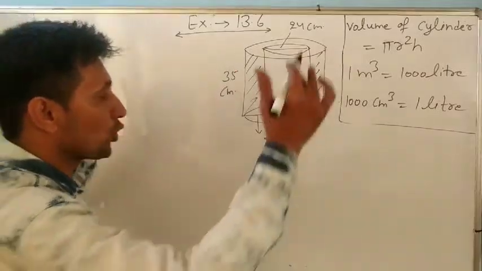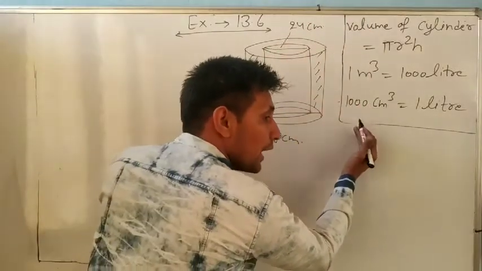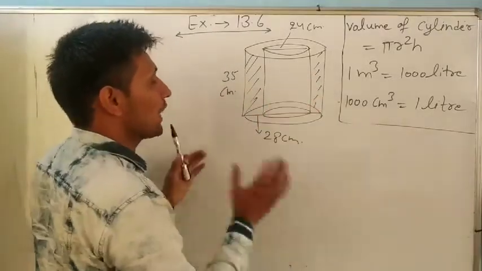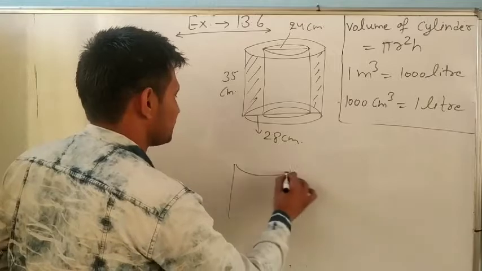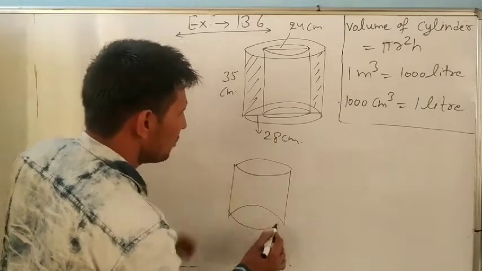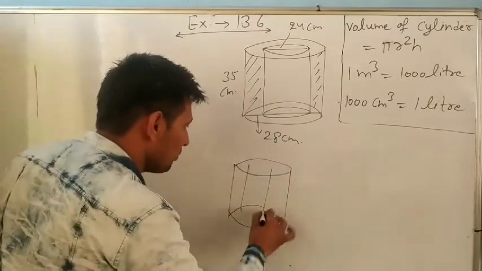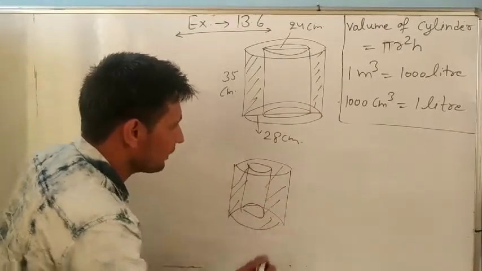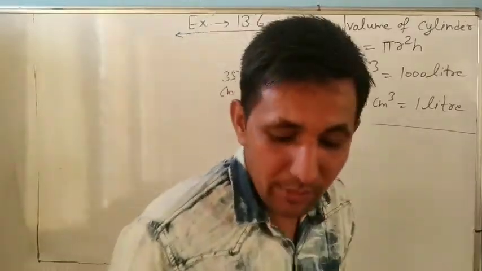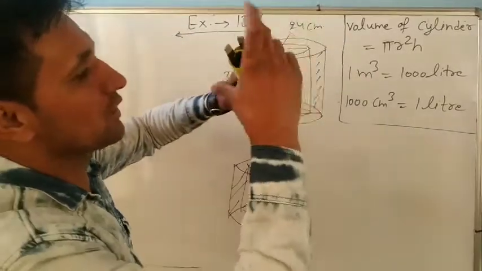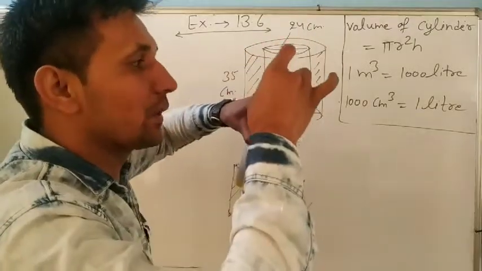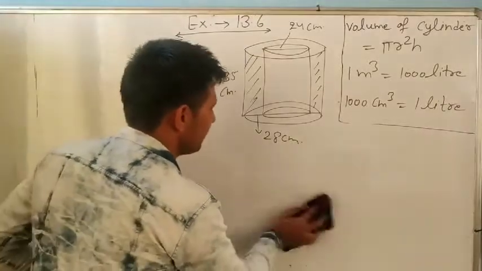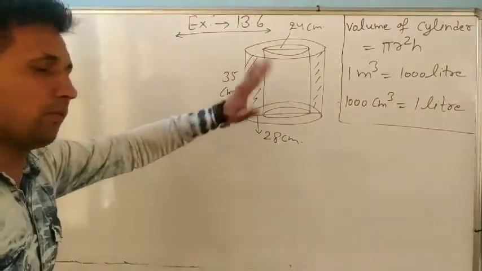We will find the total volume of the outer cylinder minus the volume of the inner. When we subtract, what remains? Only this part remains, the wood. Understand or not? Because if we find the volume of outer and subtract the volume of inner, only the wood remains. So in this question, first we will find the volume of outer, then inner.